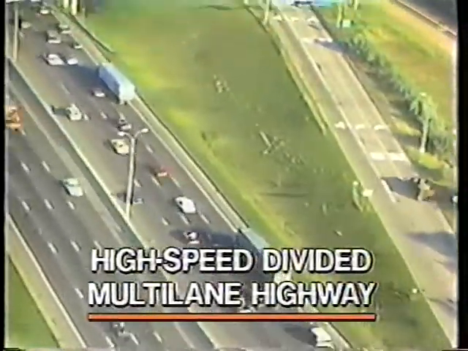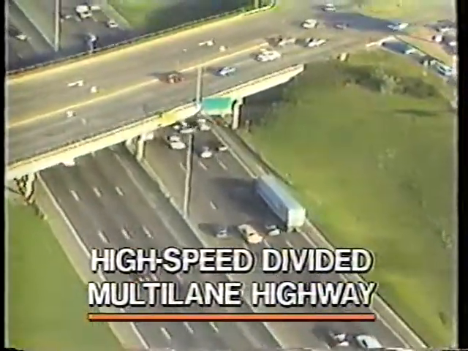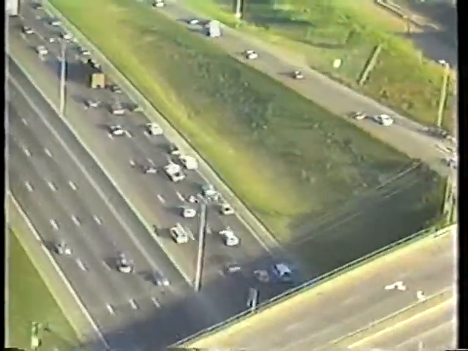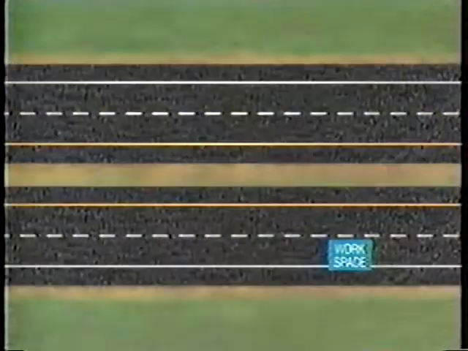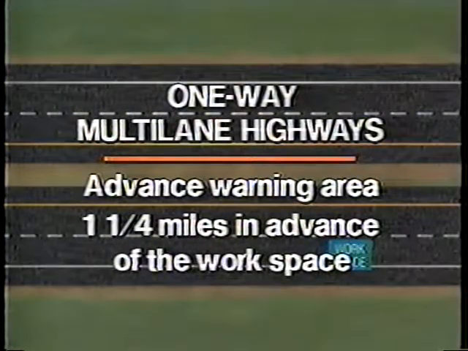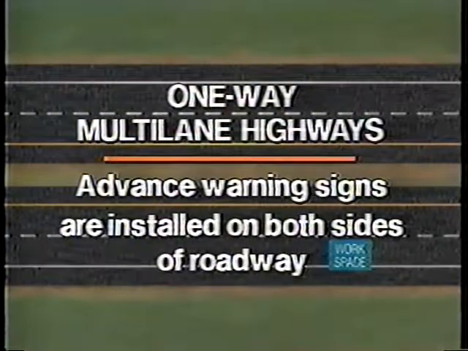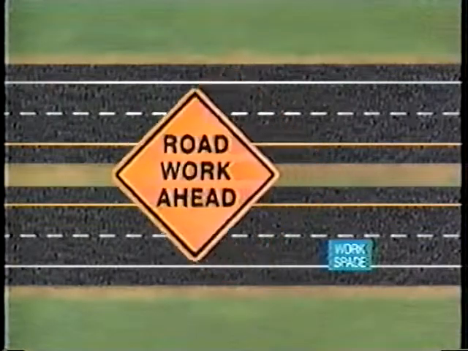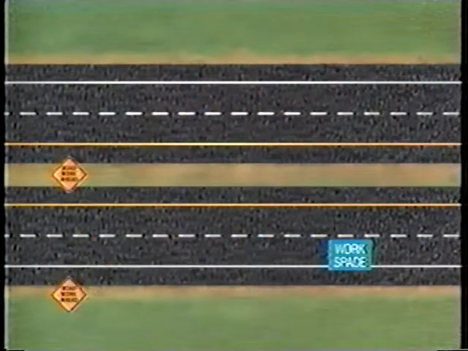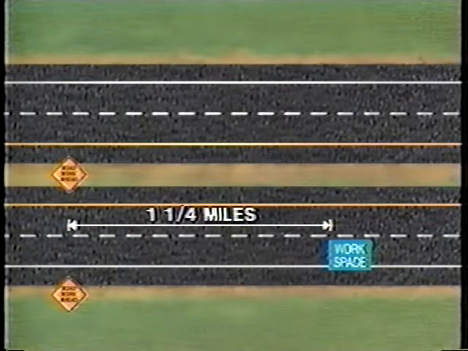The next example will be on a high-speed divided multi-lane highway where the work being done requires the right lane to be closed. The first element installed is the advance warning area, approximately 1¼ miles in advance of the workspace. In the previous examples, the advance signs were installed only to the right of the approaching traffic. However, for one-way multi-lane roadways, the advance signs are generally installed on both the left and right sides of the roadway. The first two signs installed are the two road work ahead signs, 1¼ miles before the workspace on both sides of the roadway.